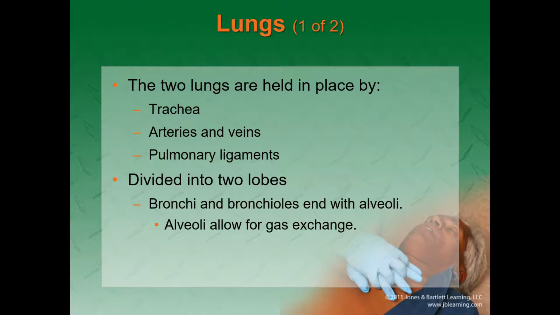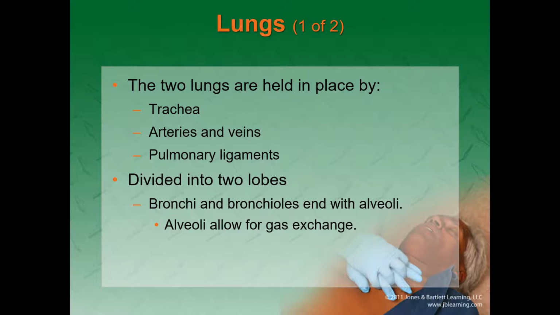Your lungs are divided into separate lobes. Your right lung actually has 3 lobes. I know it says 2 on the screen, but your right lung has 3. You have your upper, your middle, and your lower lobe. Your left lung has only 2, so your upper and your lower.